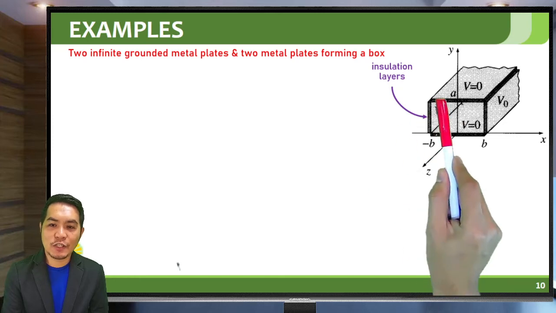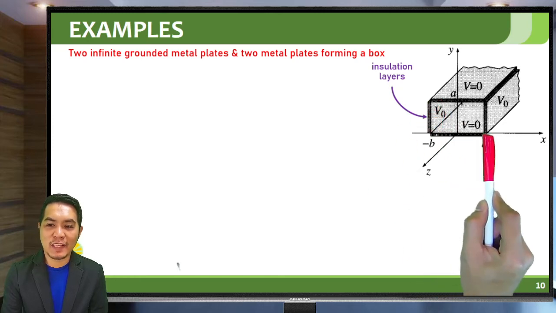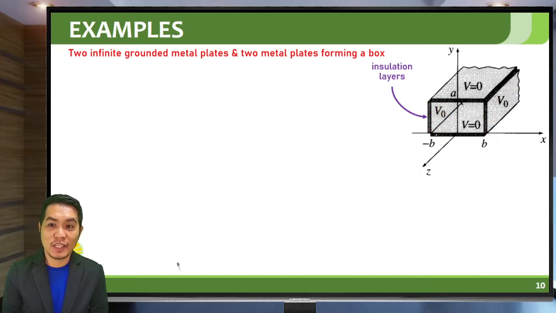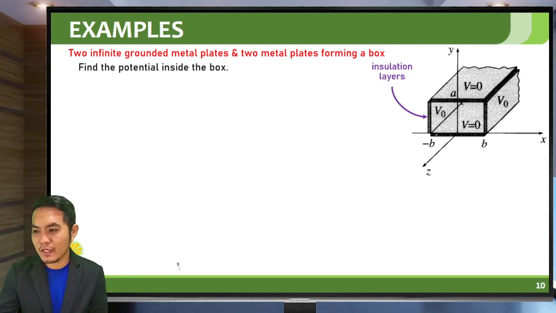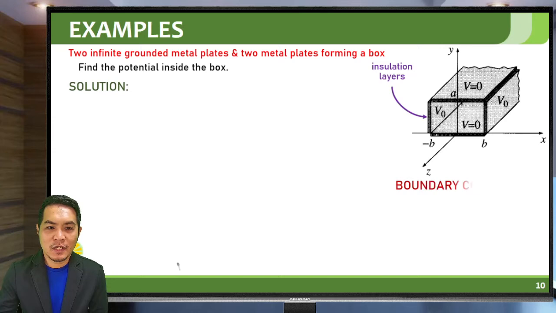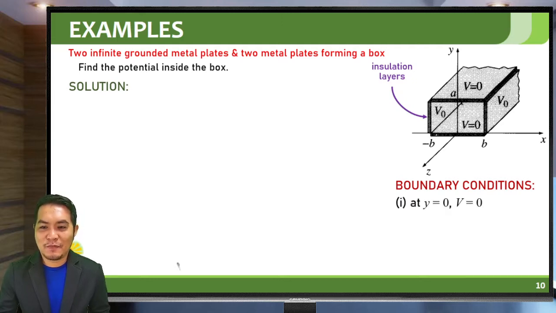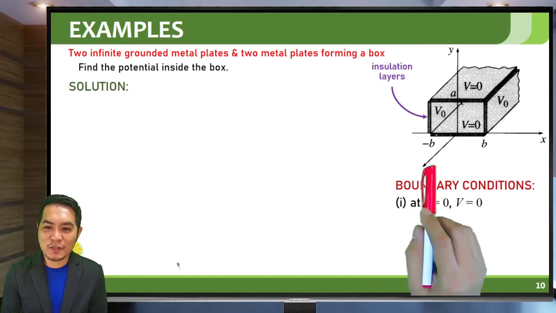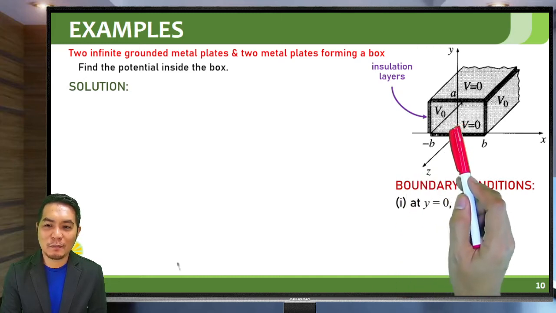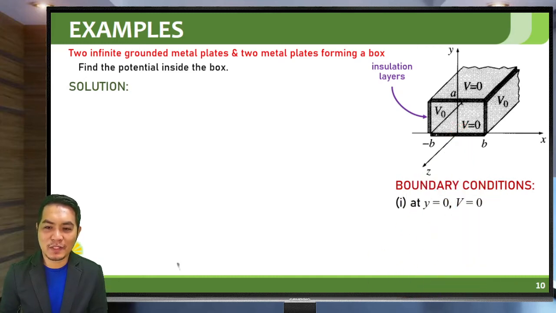Of course, there are insulation layers in between the plates to prevent them from shorting out, or to prevent the charges from flowing from one plate to another. So we are now asked to find the potential inside the box. Okay, boundary conditions. A box has 6 boundaries. So first boundary condition, at y is equal to 0, we are talking about the lower grounded plate here. So the potential must be equal to 0.